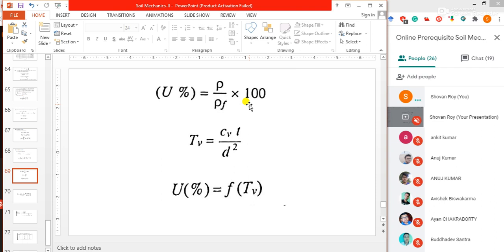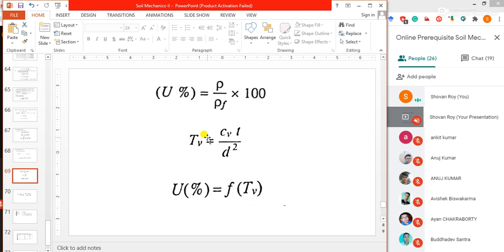After the degree of consolidation, there is another dimensionless parameter called the time factor, Tv, because in our consolidation there is permeability.